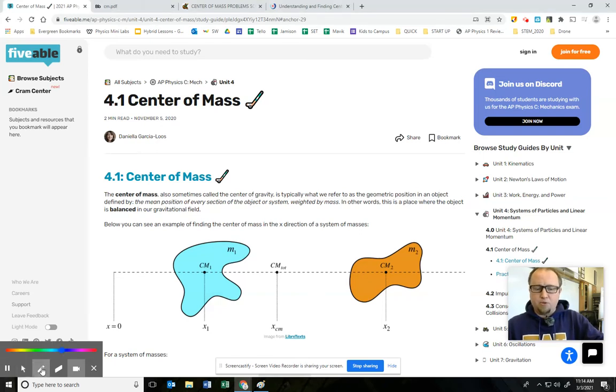All right, everybody, what we're going to do is look at center of mass. I have some people who are just a little confused, in a good way, because the AP Classroom one wasn't working for me. I got you. So here's the big idea.